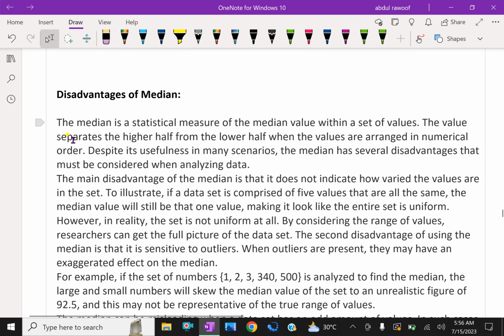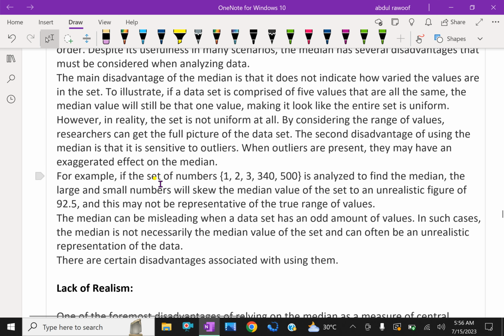Disadvantages of median. The median is a statistical measure of the middle value within a set of values. The value separates the higher half from the lower half when the values are arranged in numerical order. Despite its usefulness in many scenarios, the median has several disadvantages that must be considered when analyzing data. The main disadvantage of the median is that it does not indicate how varied the values are in the set.